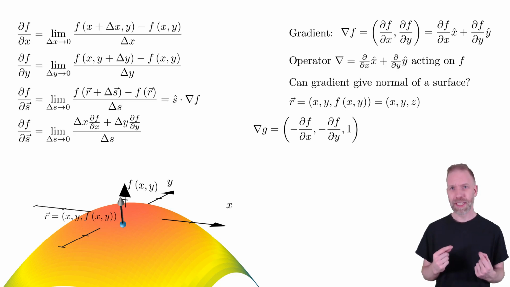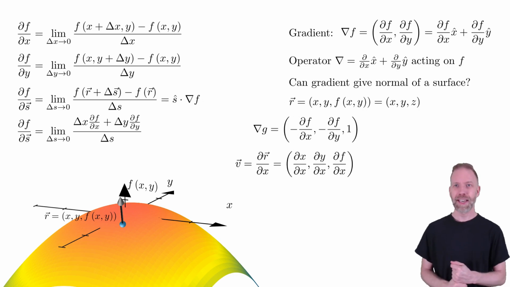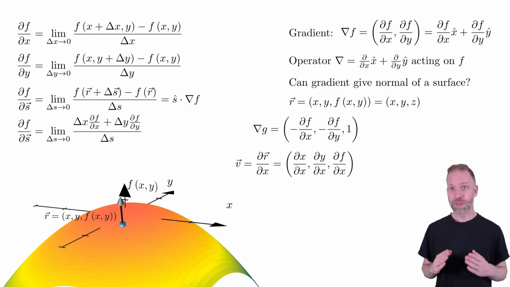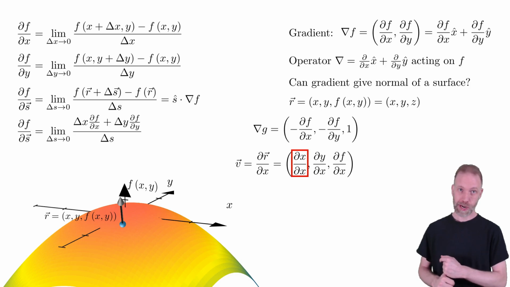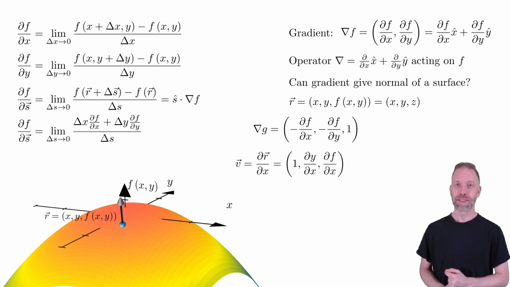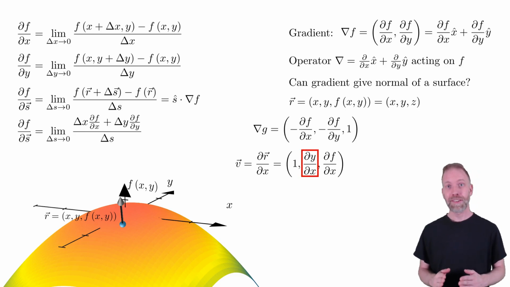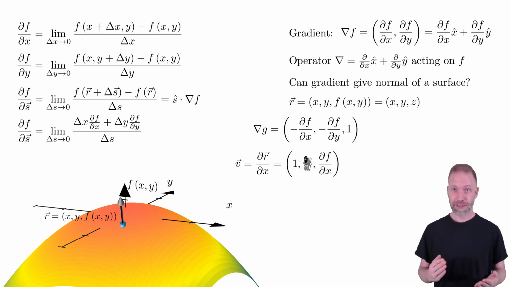There is an alternative way to get the normal vector. Start by defining the vector v as the partial derivative of the vector r with respect to the coordinate x. When we apply the partial derivative to a vector, we simply apply the derivative to each coordinate separately. dx dx will be 1. dy dx is 0 as y is considered a constant when taking the partial derivative with respect to x.